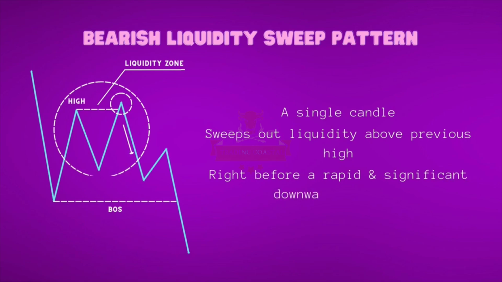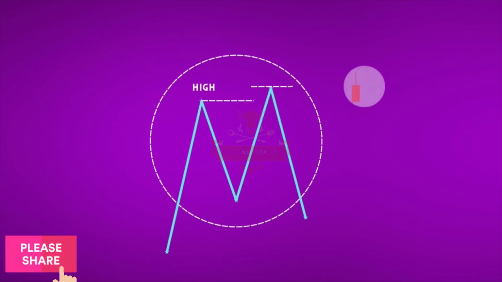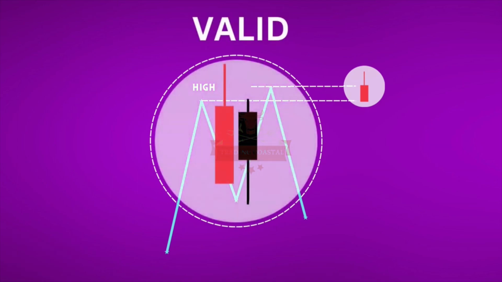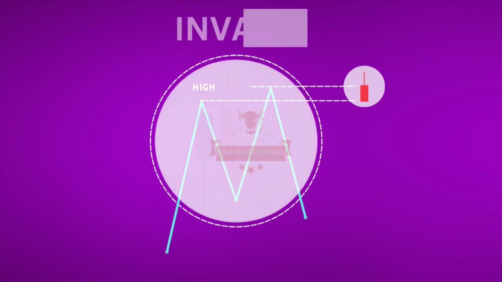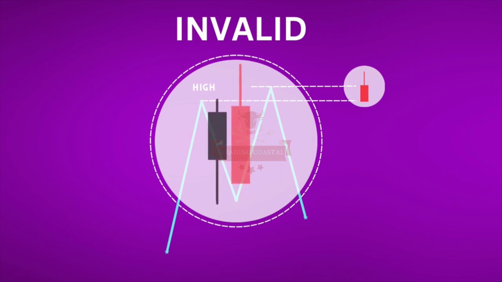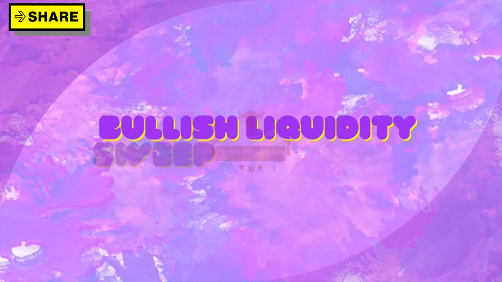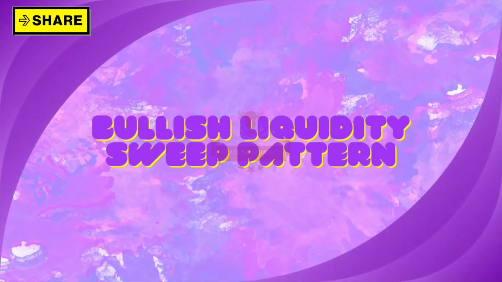just before a rapid and significant downward movement. It is crucial that the price sweeps the liquidity of the highest point of previous structure by only one candle body or wick. Additionally, the subsequent candle's body or wick should not exceed or close higher than first candle's body or wick. We want to see an immediate reversal in price direction, with the price returning below the high after the sweep.